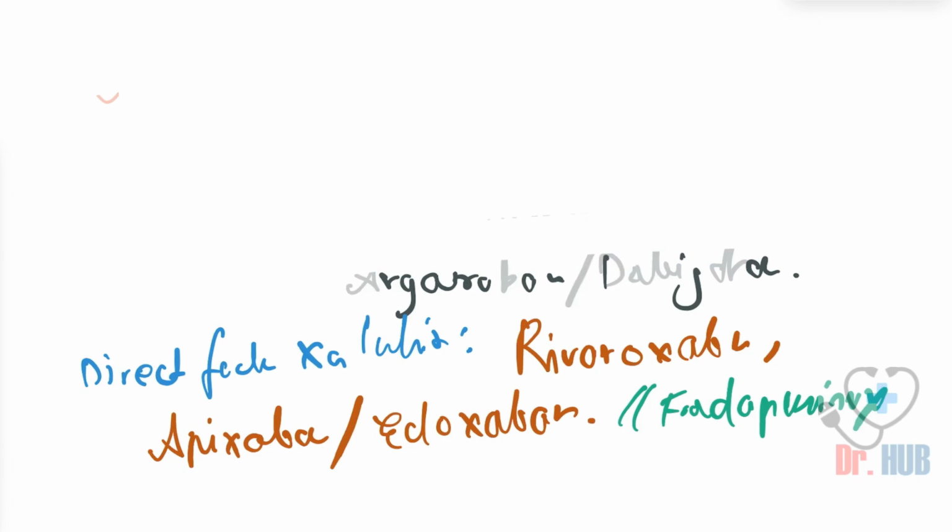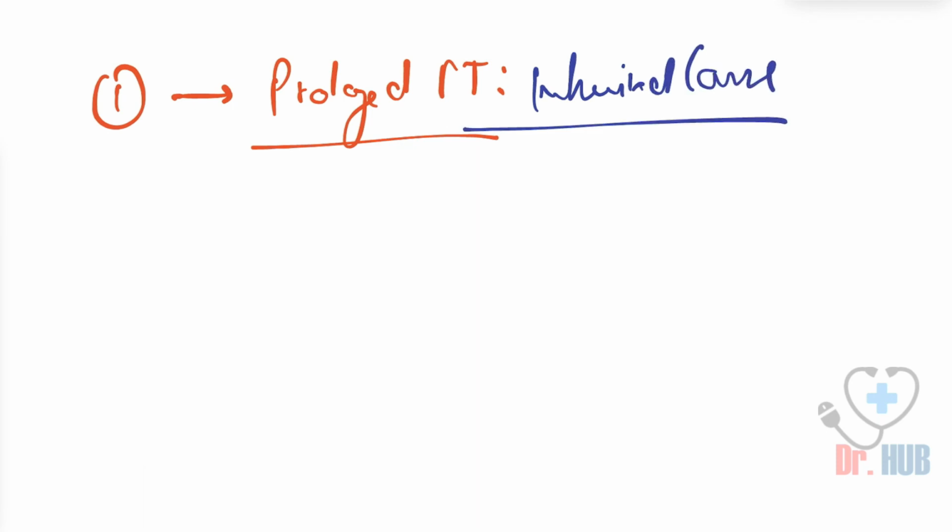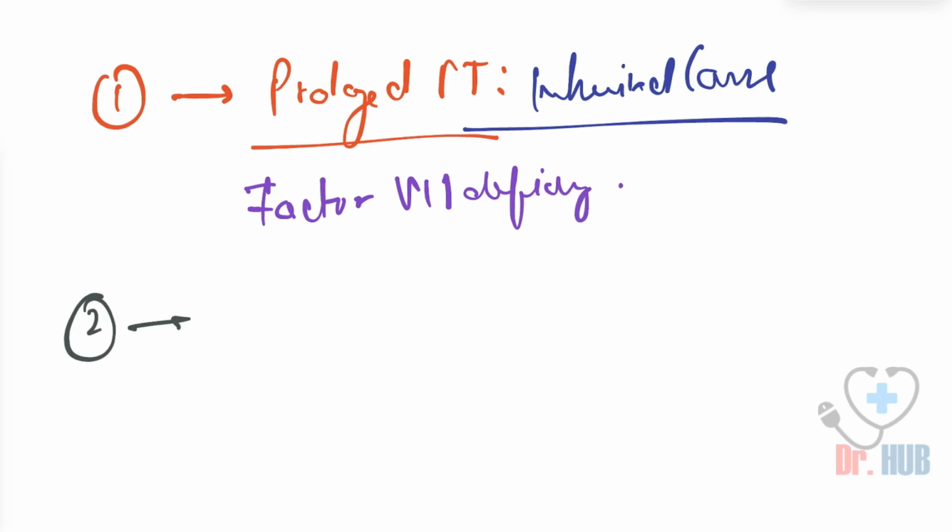Now we'll move on to answering our questions. The first question we asked was, what is the inherited cause in case of the prolonged PT? The inherited cause of the prolonged PT is factor 7 deficiency.